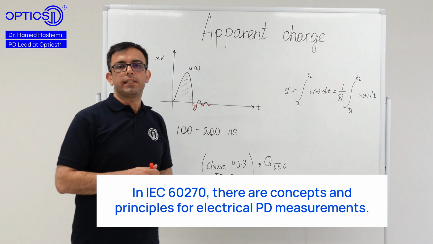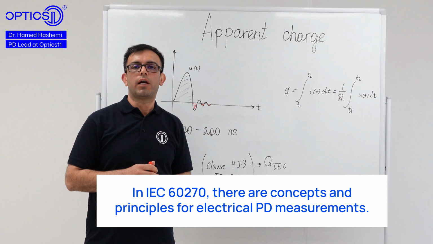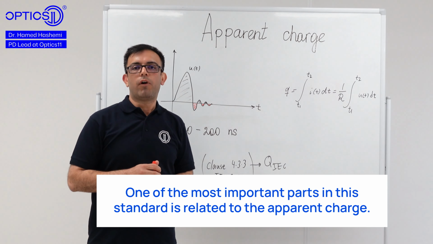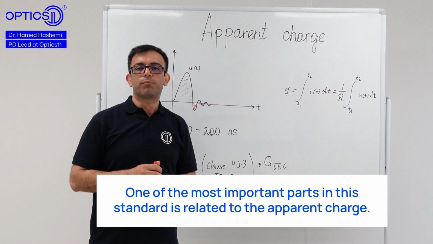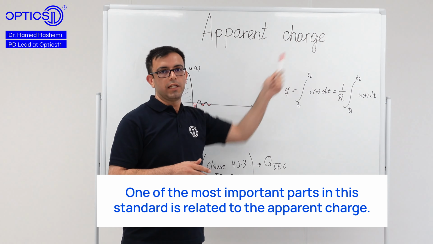In IEC 60270, there are concepts and principles for electrical PD measurements. One of the most important parts in this standard is related to the apparent charge.